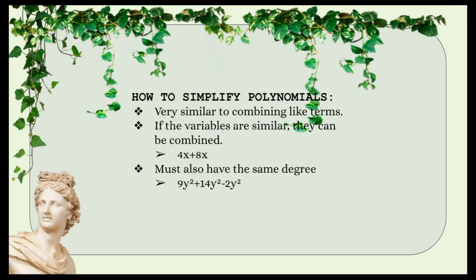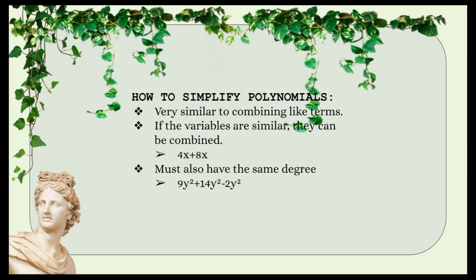Now that you have a basic understanding of what polynomials are, we can learn how to simplify polynomials. Simplifying polynomials is very similar to combining like terms. If the variables are similar, they can be combined. 4x and 8x can be simplified because they both have the variable x raised to the first degree. If we add these together, it would equal 12x.